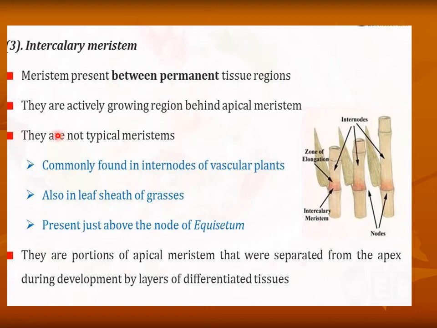So next is intercalary meristem. The meristem is present between permanent tissue and is an actively growing region behind the apical meristem. They are not typical meristem but they are commonly found in the internodes of vascular plants, in the leaf sheath of grasses, just above the node of equisetum. They are portions of apical meristem that are separated from the apex during development by layers of differentiated tissues.